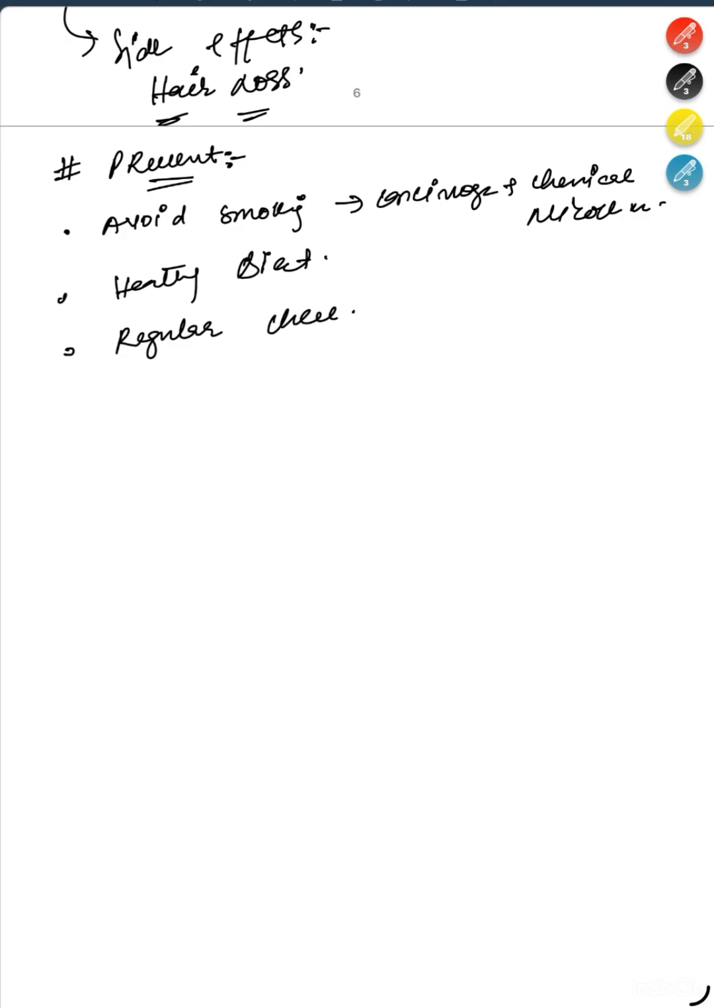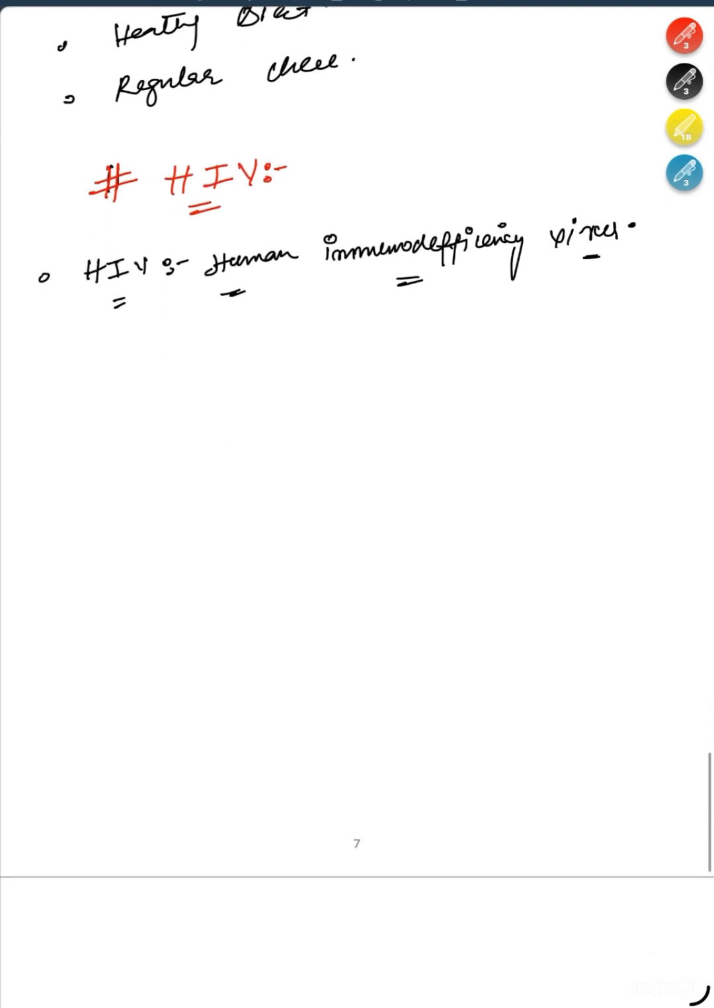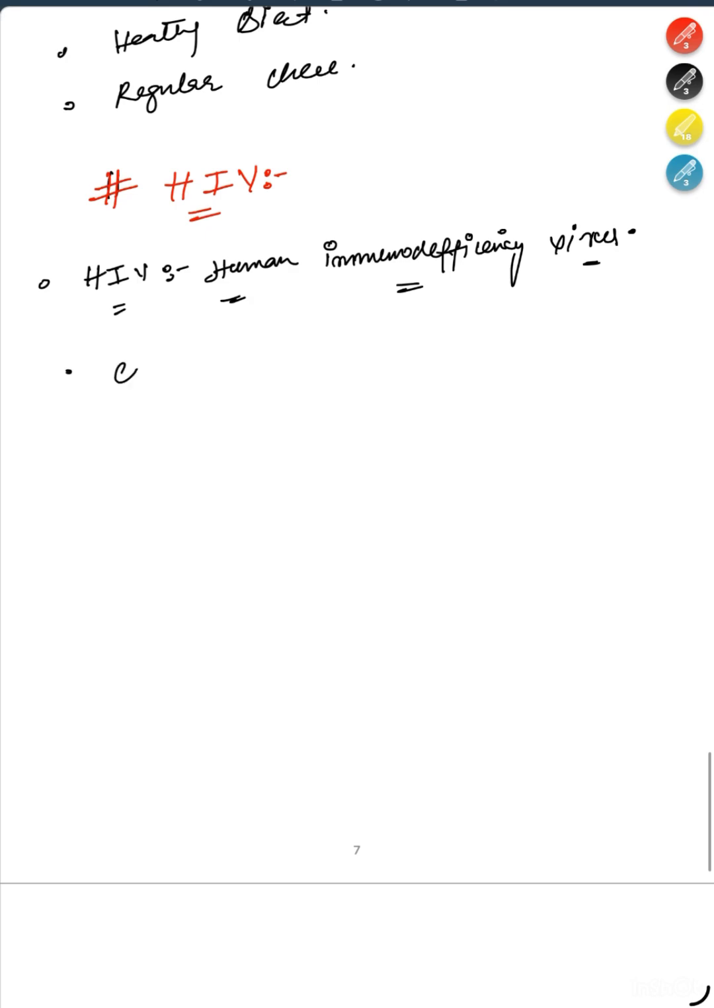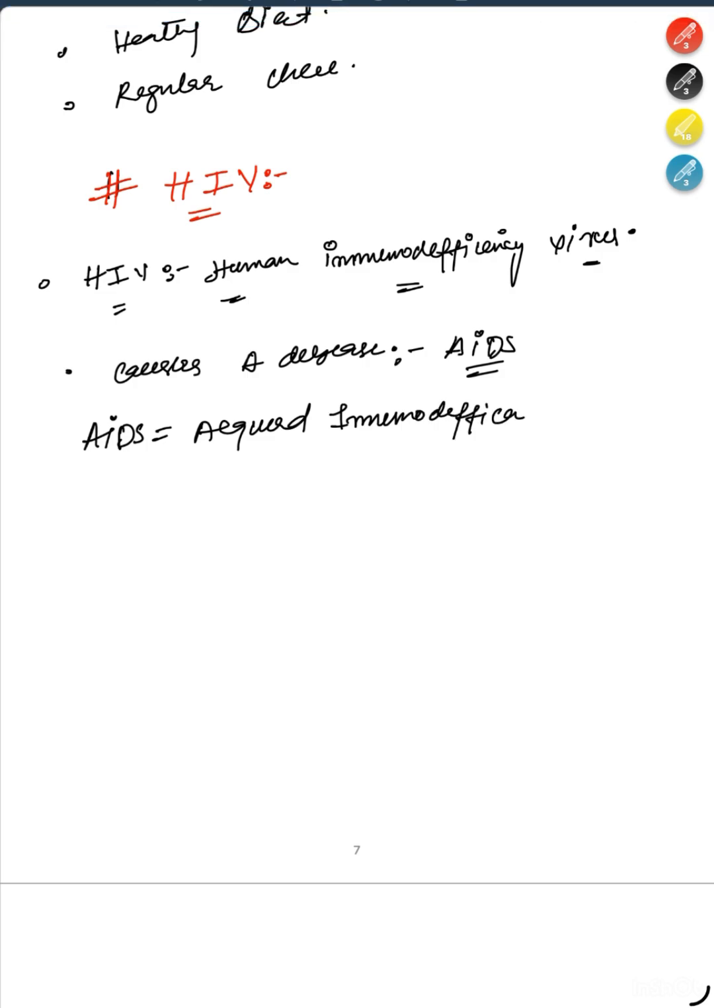Fine. So now moving into another topic, that's HIV. This is an abbreviation. If you look at the full form, HIV stands for Human Immunodeficiency Virus. Fine. So basically, HIV is a virus which affects humans. So what does this HIV do? It causes a disease, and that disease we call AIDS. Also an abbreviated form. Its full form is Acquired Immunodeficiency Syndrome.